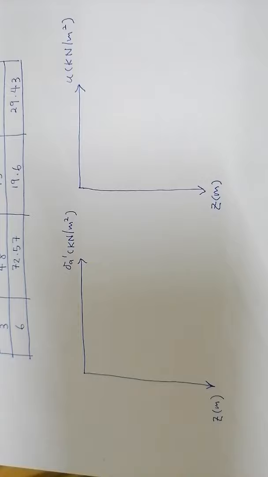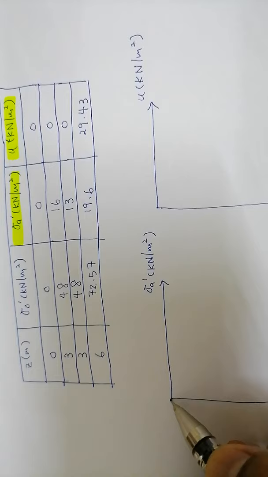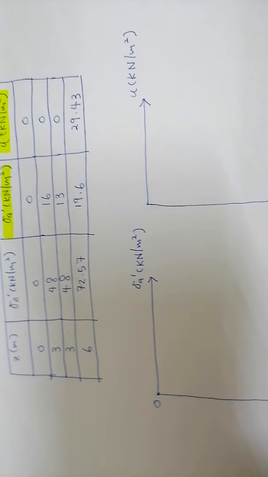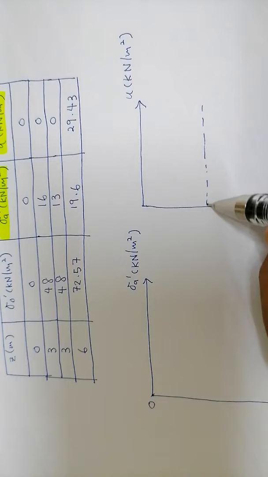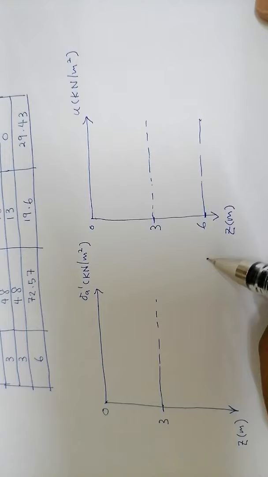And let's start with the Rankine active earth pressure. At Z equals zero, the pressure is also zero. Okay, let's do this line. This is for zero, and this is 3 meter, and this is 6, okay? Something like that.